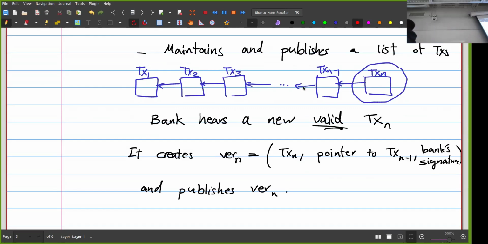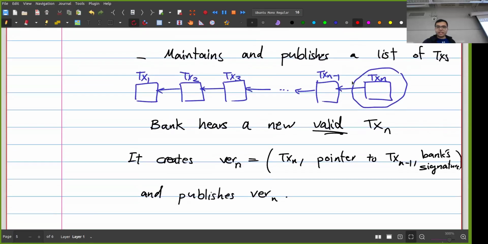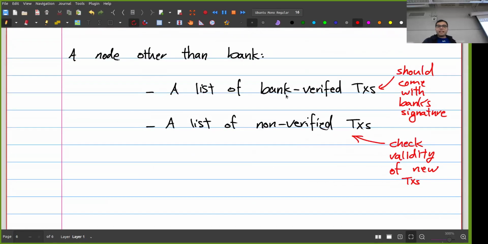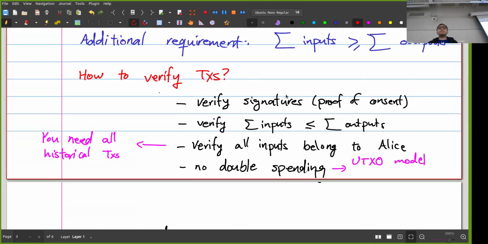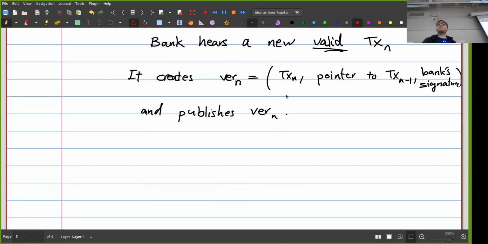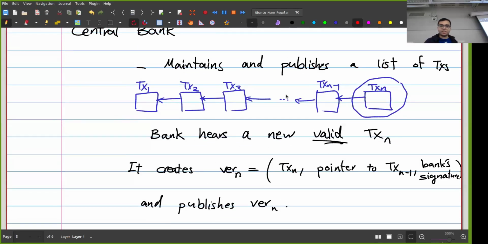Now, what happens if the bank wants to try to cheat? Can the bank, for example, put an invalid transaction in here? Well, no, because if the bank puts an invalid transaction in, it doesn't matter that the bank is verifying it, everyone else will reject it. Right? So every time that I'm hearing a transaction, I'm doing the verification anyway, and I'm not going to accept any transaction that is invalid, even if the bank verifies it. Right? So the bank's verification is only used for the consensus. It's not used for checking the other parts of the validity of a transaction.